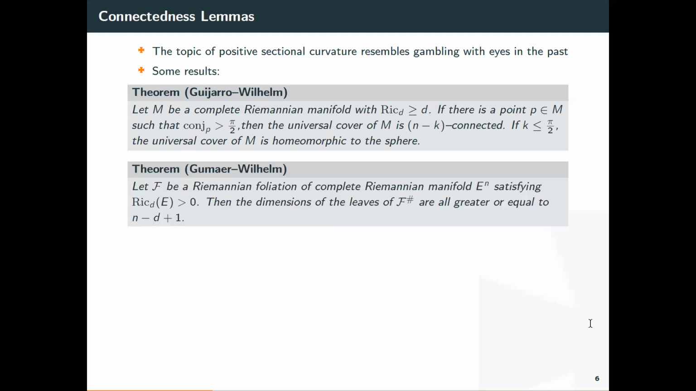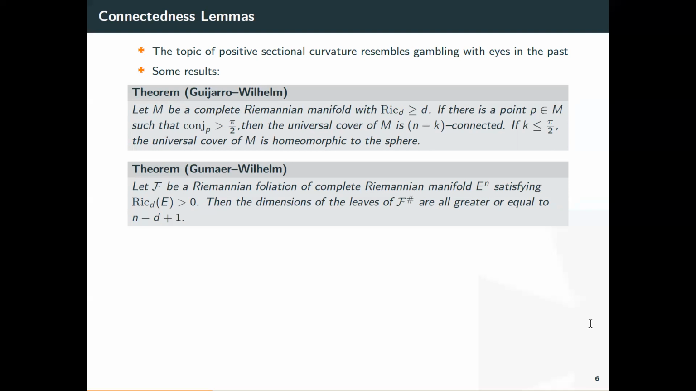But by far, this is the most interesting, because I recall to you that you can introduce this concept of dual foliation. Let me recall that if you have a manifold with a Riemannian foliation that I'm denoting by F here, and I'm asking that this n-dimensional complete Riemannian manifold has positive Ricci curvature, this is a result of Gromoll and Wilhelm, then the dimensions of the leaves of this dual foliation are all greater than or equal to n minus d plus 1. Okay, so let us recall what the dual foliation means.